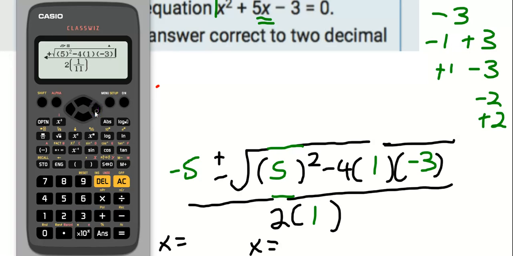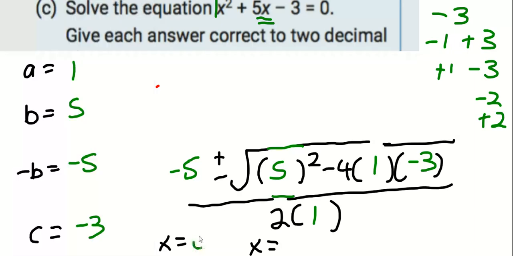All right, lads, what did you guys get for the answer for this one? .54 and minus 5.54. Yeah. All right, let's move on.